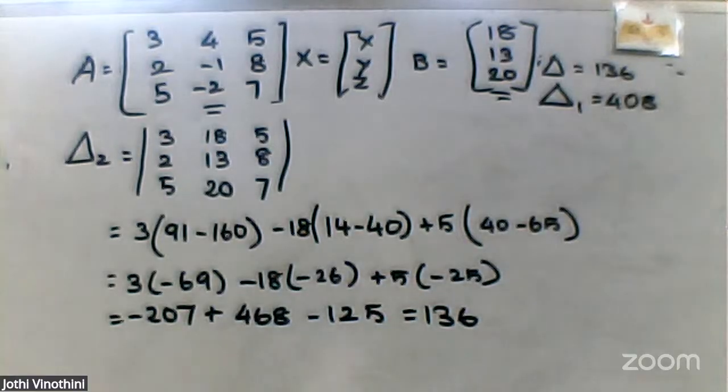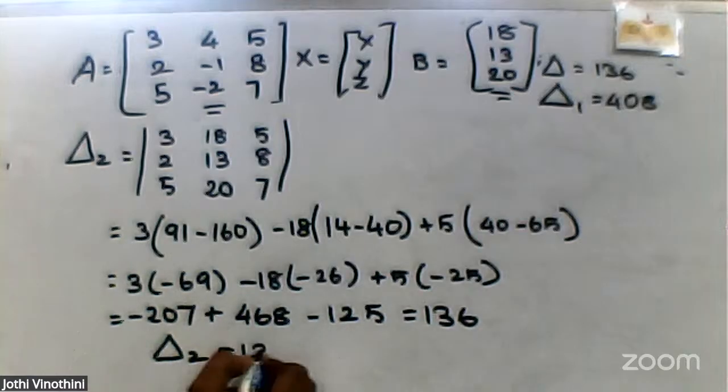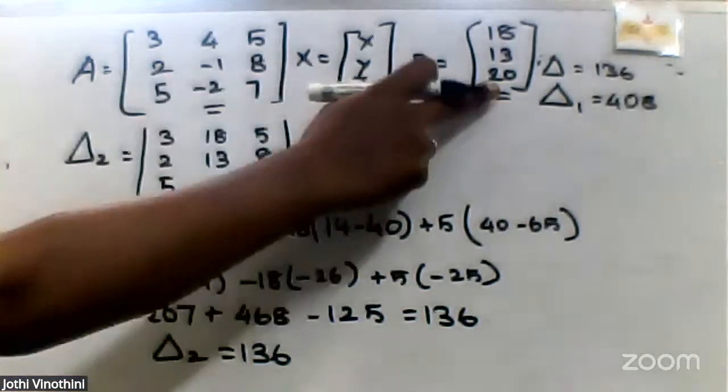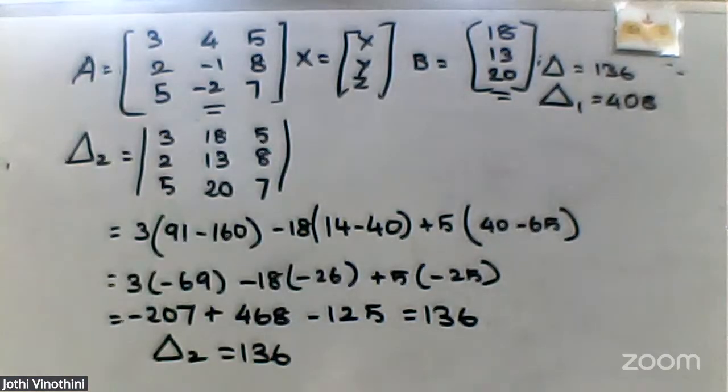Right. So we find del 2. So del 2 equals 136. How do we find del 2? We replace column 2 with the elements of B, right? I will give you 1 minute so that you can copy this and we will move to the next step.